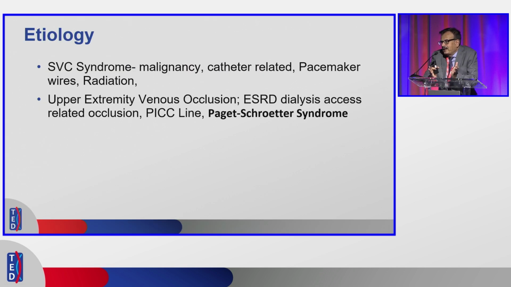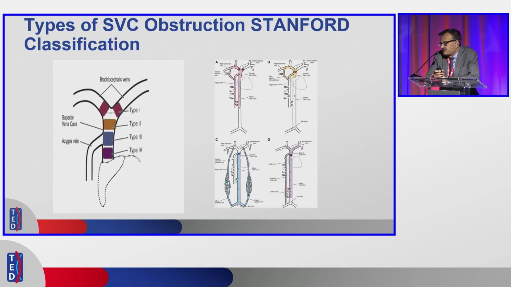Etiology should be divided into three categories: within the thoracic cavity, at the outlet of the thoracic cavity, and the extremities. If we look at SVC syndrome, malignancy is usually the number one cause. The next ones are catheter-related causes, pacemaker wires, and radiation. In the upper extremity, end-stage renal disease is usually the most common cause that we deal with, along with PICC lines. Paget-Schroetter syndrome is in between the thoracic cavity and the outlet in the extremity.